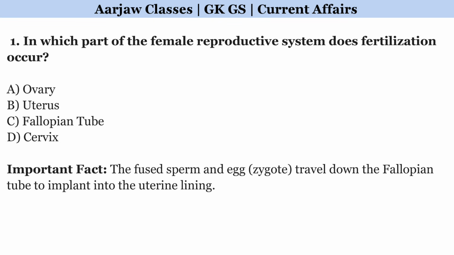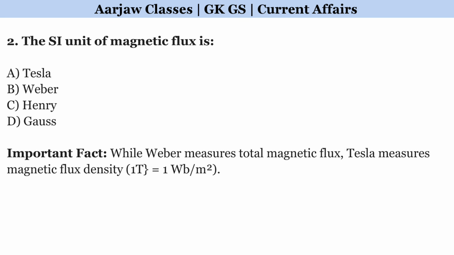In which part of the female reproductive system does fertilization occur? Correct option is C. Fallopian tube. The SI unit of magnetic flux is. Correct option is B. Weber.